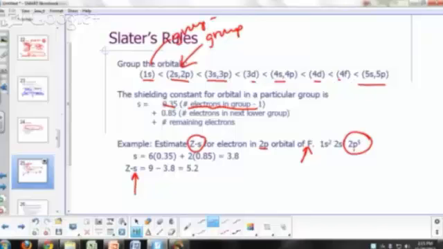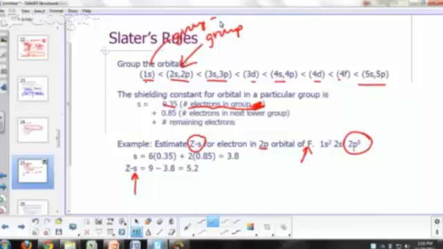Right, so how many electrons do you have in the 1s orbital? 2. So 2 times... okay, I think I got this one messed up. I got the 6 and the 2 backwards. No, it should be group minus 1 should be 0.85. Oh, and it should be in the same group. I'm sorry. That should be in the same group.